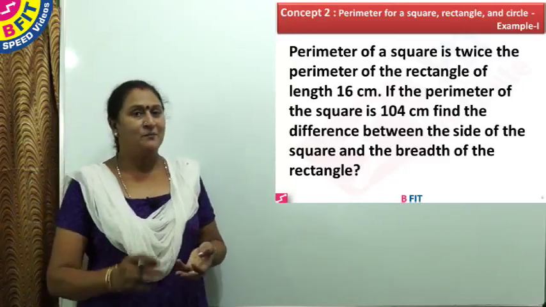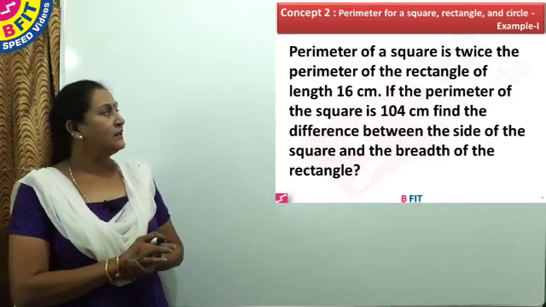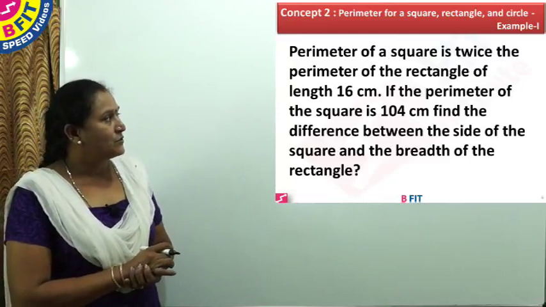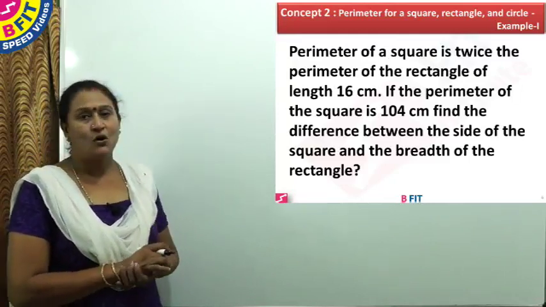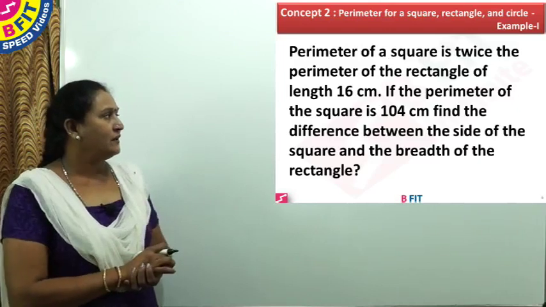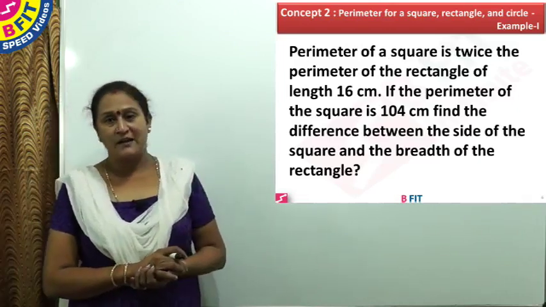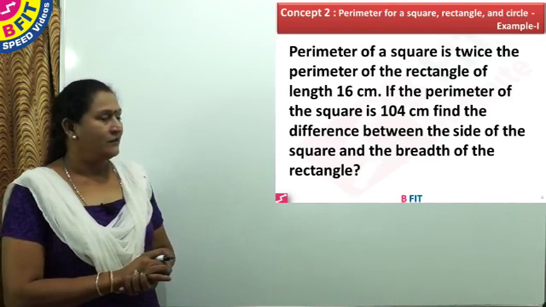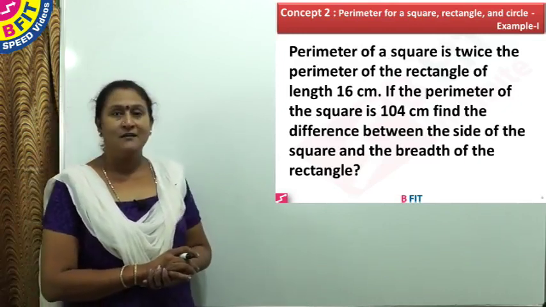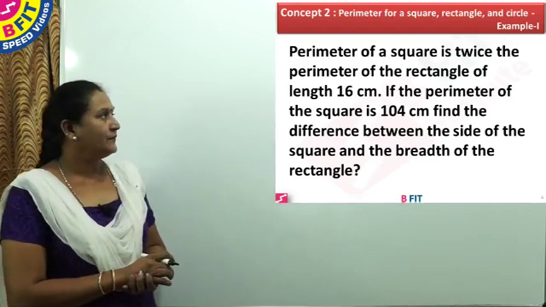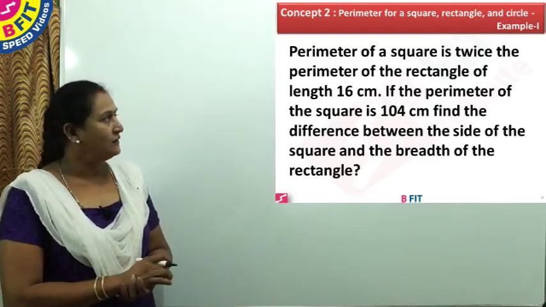So we'll see example 1. The question is: the perimeter of a square is twice the perimeter of a rectangle of length 16 centimeter. If the perimeter of the square is 104 centimeter, find the difference between the side of the square and the breadth of the rectangle. So here, what is given?